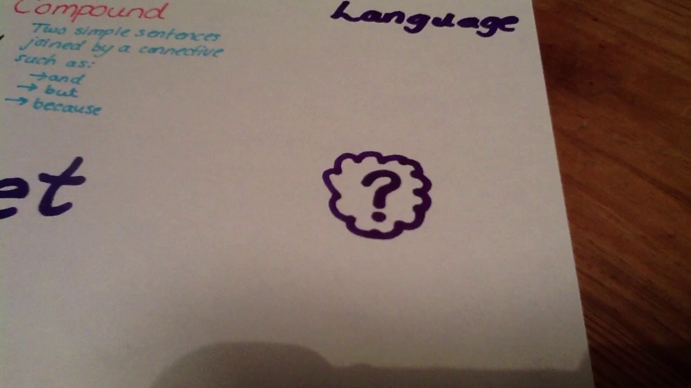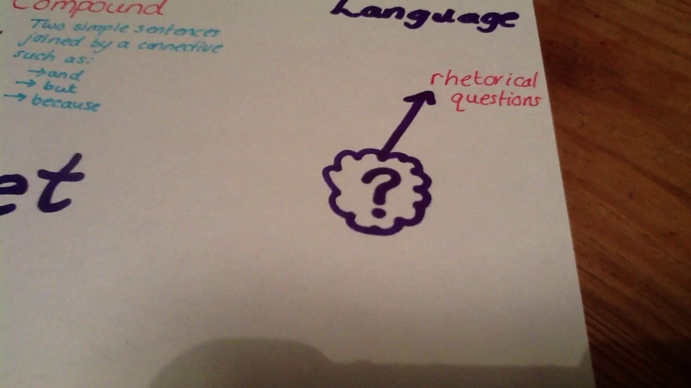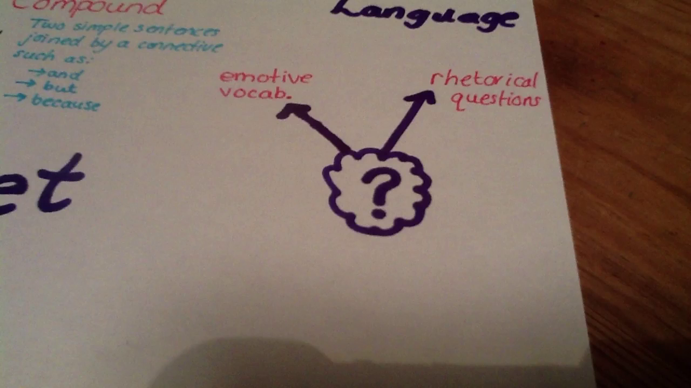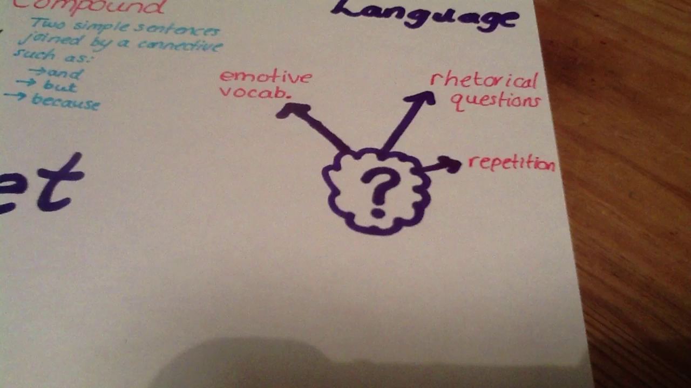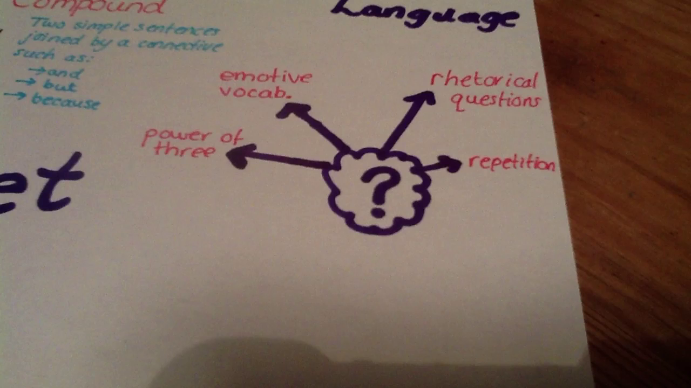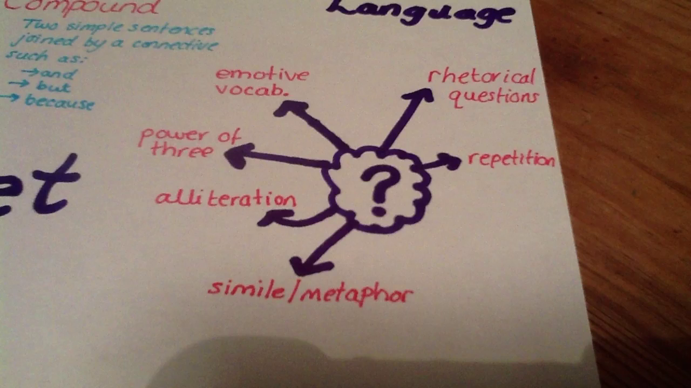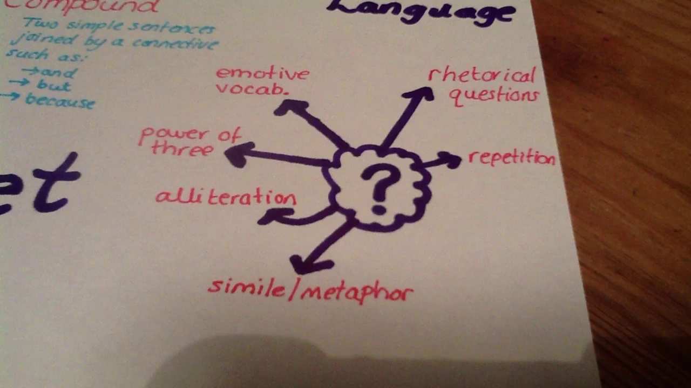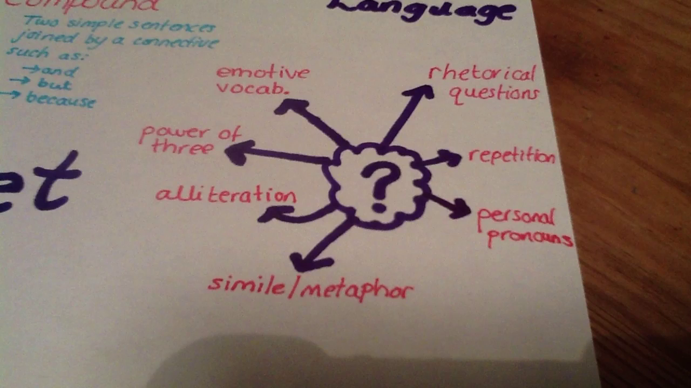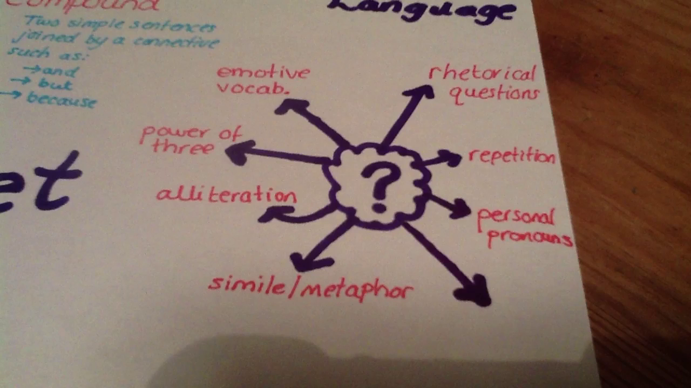Finally, effective language. This is a huge area. It can mean things like rhetorical questions, emotive vocabulary, words that make you feel something strongly, repeating keywords, power of three, listing three things together for effect, alliteration, two words starting with the same letter, similes, metaphors for that strong imagery, personal pronouns like I, you to engage and address your reader.